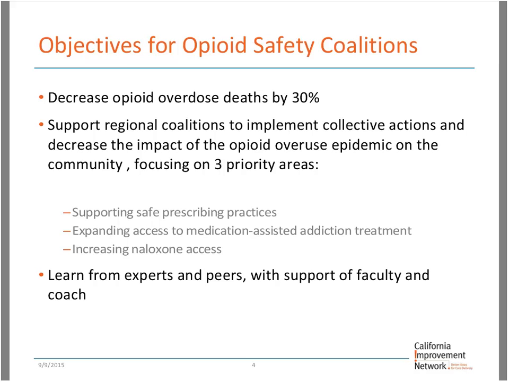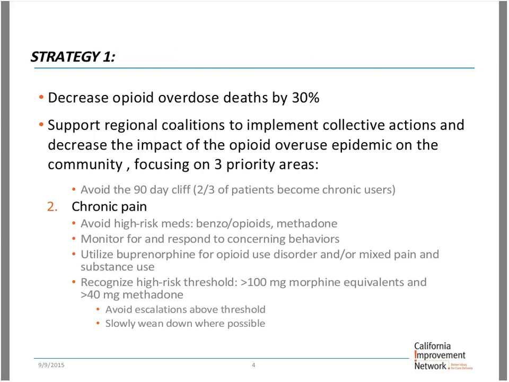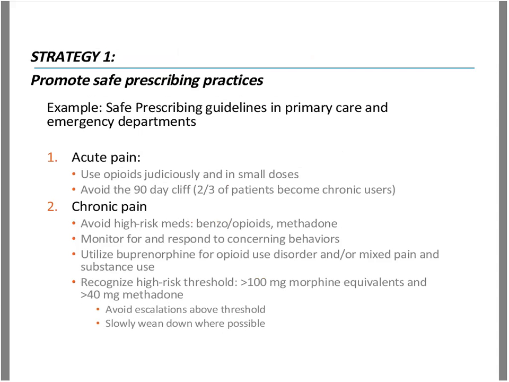And finally, the last category is to decrease deaths, and this is through naloxone, which is an antidote which can be used by community members or first responders to save a life when someone has stopped breathing from opioid use. The way this coalition will work is we'll provide an opportunity for people to learn from experts and from peers and have the support of faculty and a coach to be able to make progress on this epidemic in your community.